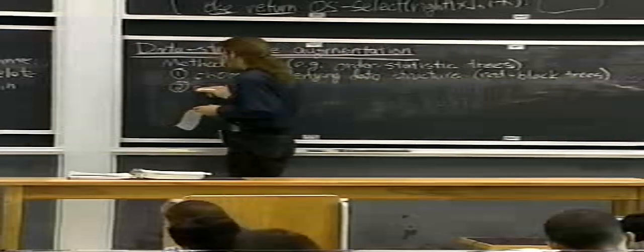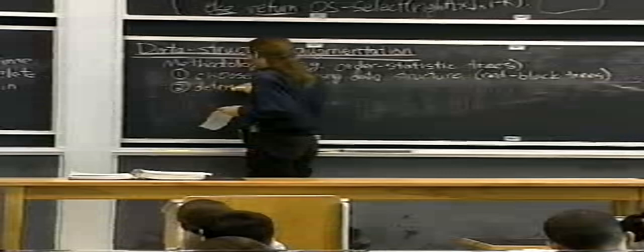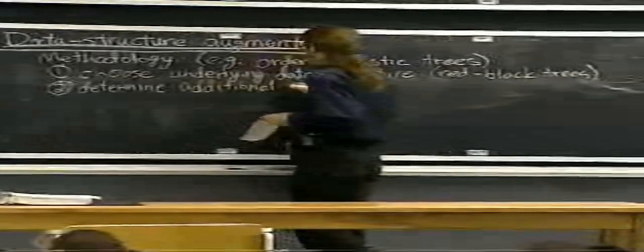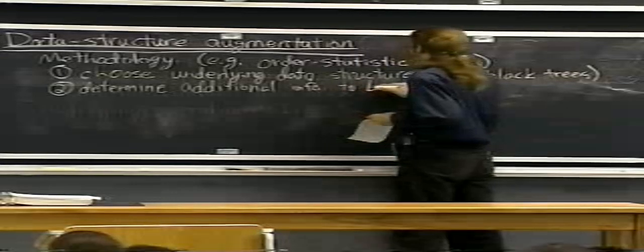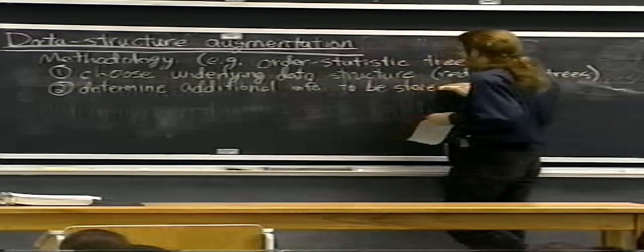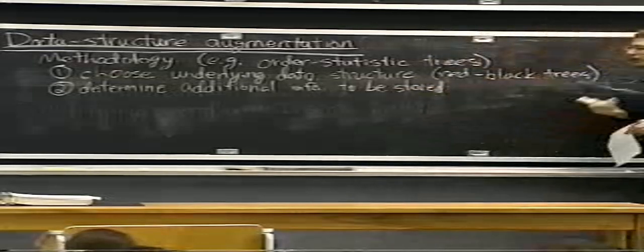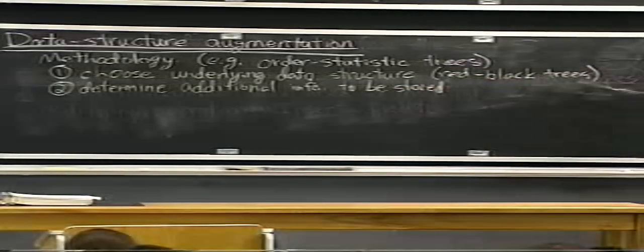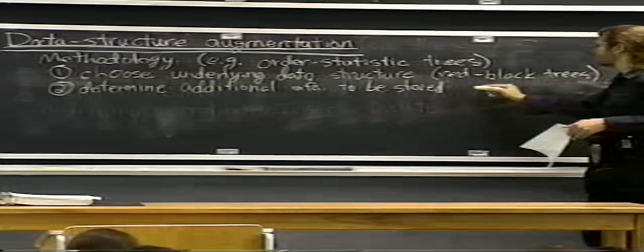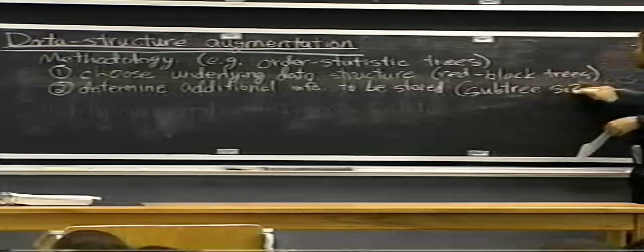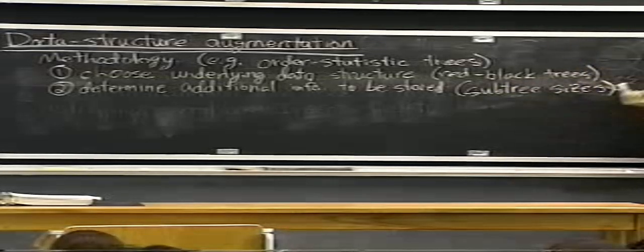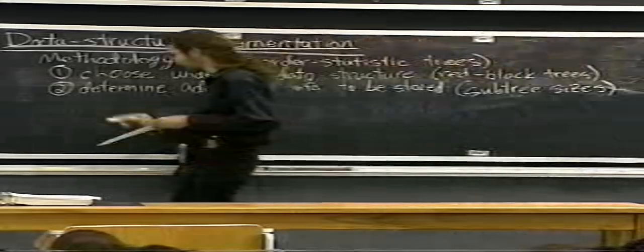The second thing you need to do is figure out what other information you need. Call this additional info. The idea is that in every node or every record in this data structure, we can store additional information. So what did we store here? It's obvious. We stored subtree sizes. That's what we added, and that allowed us to do new kinds of operations efficiently.